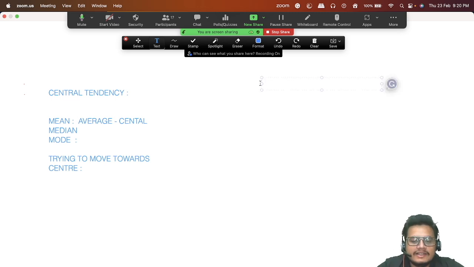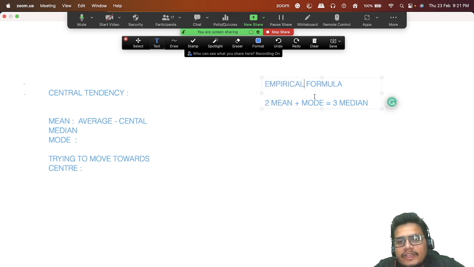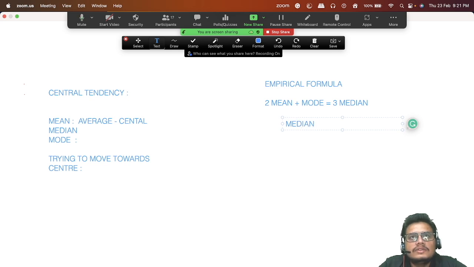Now in this central tendency we have an empirical formula. So the empirical formula says if you have two things with you, either mean or median or mode, then you can calculate the last term. So what is the empirical formula? It says 2 into mean plus mode equal to 3 into median. ठीक है, this is the empirical formula. If we have two terms with you, either mean and mode, or median, then you can calculate the third term. Example, you are given the median and mode of data as 56 and 54 respectively. Find the mean value of my data.